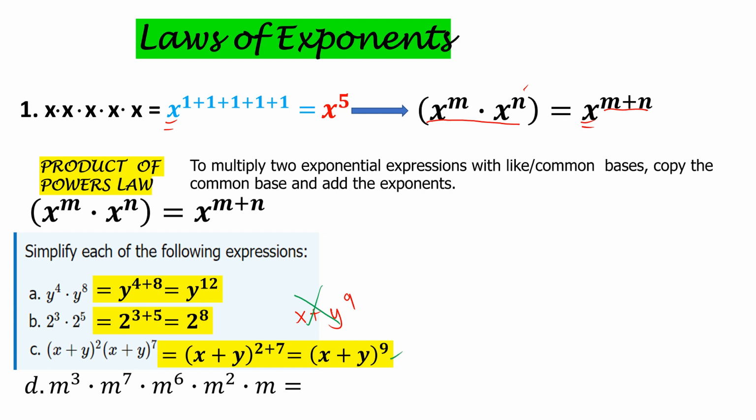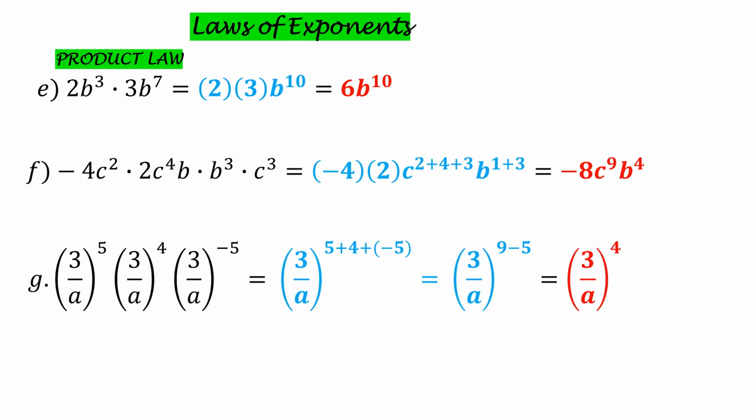So therefore, you should be careful of the notation because notation matters. Let's proceed to letter D. The common base there is m, and for that, we simply add their exponents and it will give you m to the 19. Okay, let us have these remaining three examples of the product law.